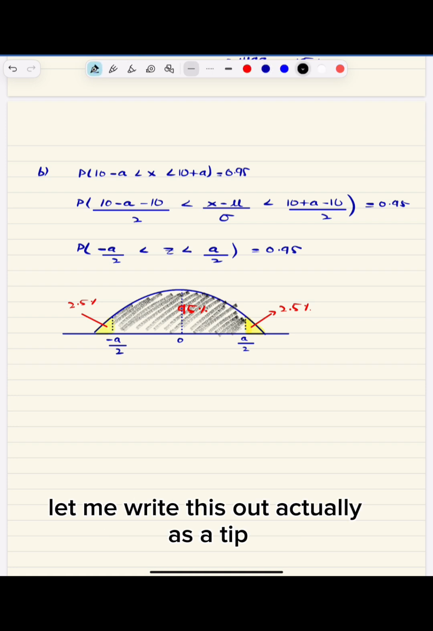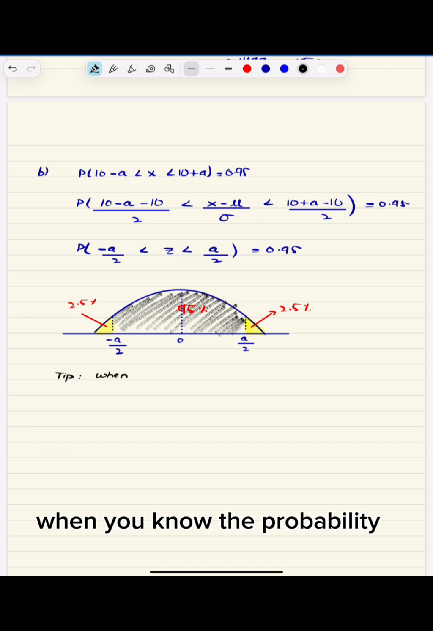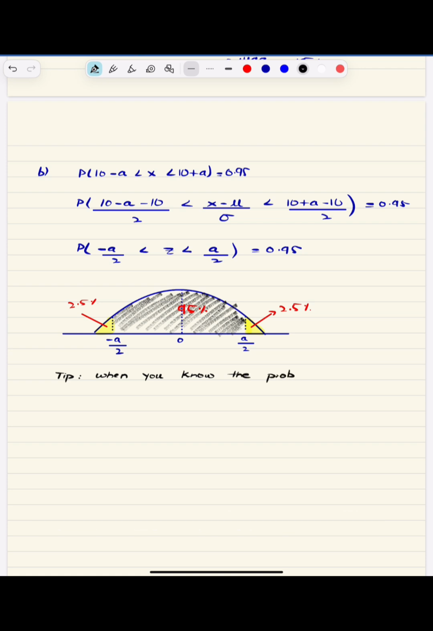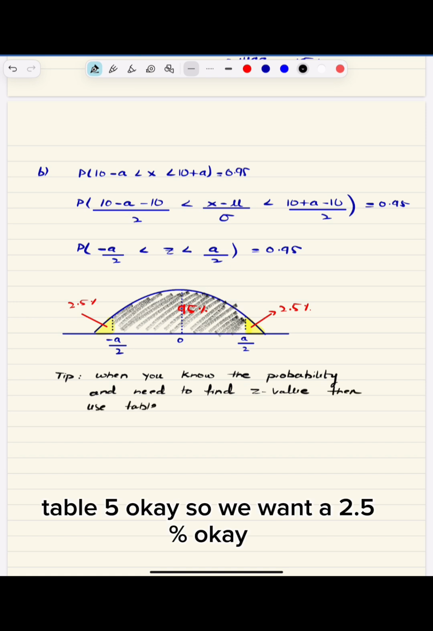Let me write this out actually as a tip. When you know the probability and need to find the z value which corresponds to it, then use table 5. Table 5. Okay, so we want 2.5%.